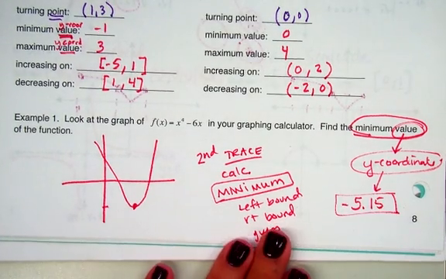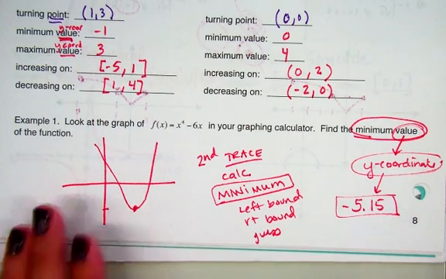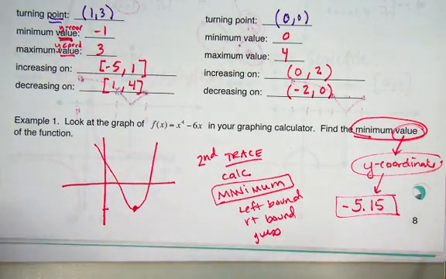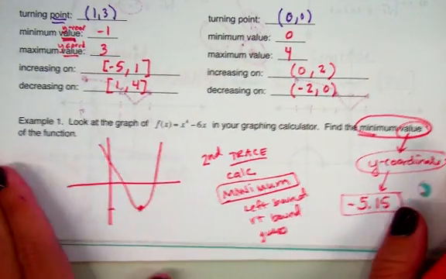So take a minute, try and graph that on your calculator and make sure you get negative 5.15 for the minimum value. Okay, let's turn the page.